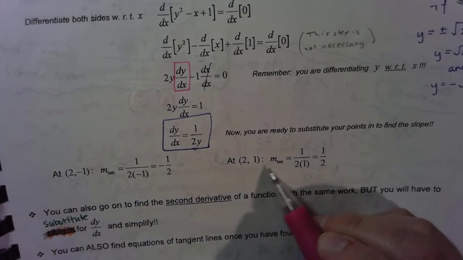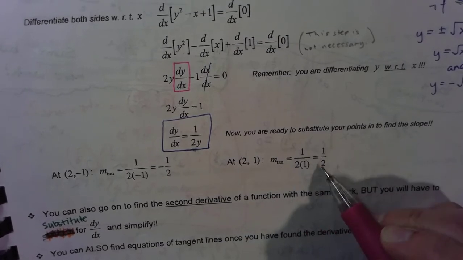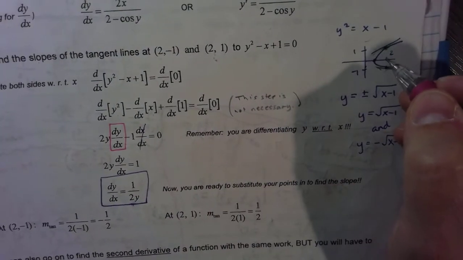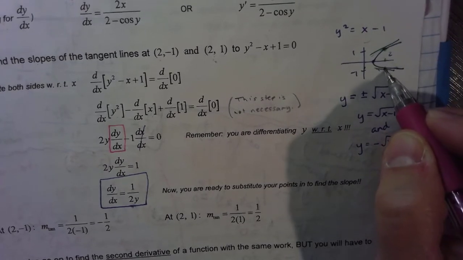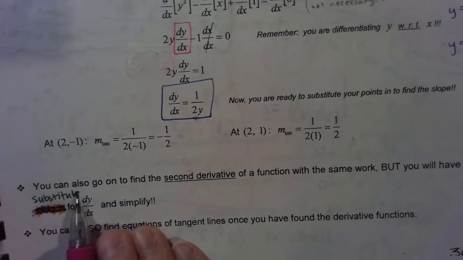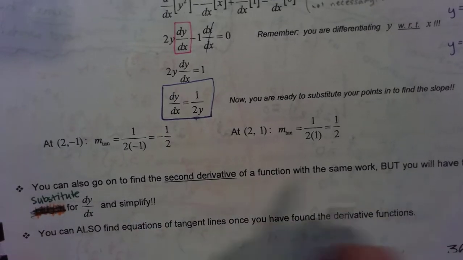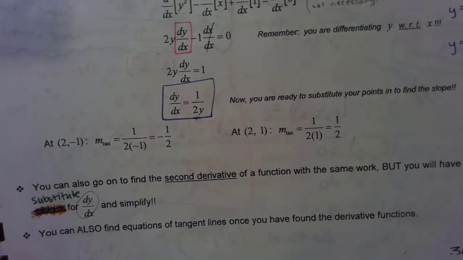At (2, 1), the slope of your tangent line is 1 over 2 times 1, which is positive 1/2. And if we go back up here, look at this. At the point (2, 1), see that slope, which is positive? And at the point (2, -1), see that slope, which is negative. Now we can go on to also find the second derivative of the function with the same work, but you will have to substitute for dy/dx and simplify.